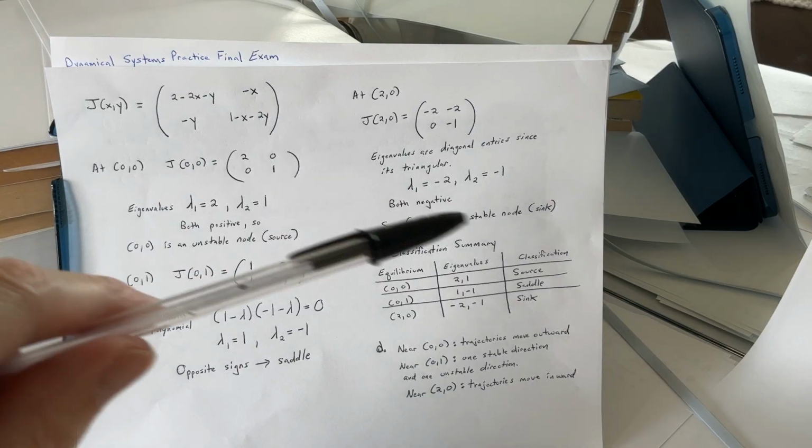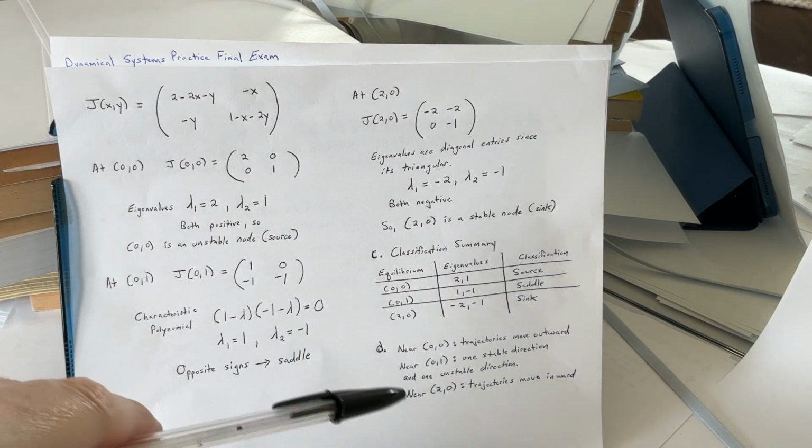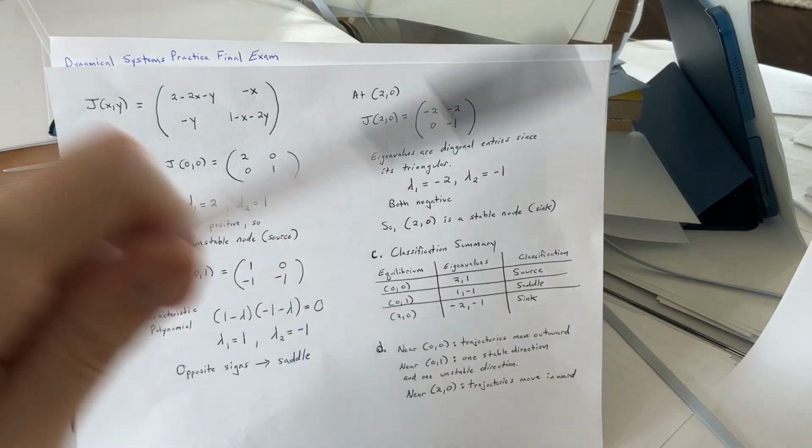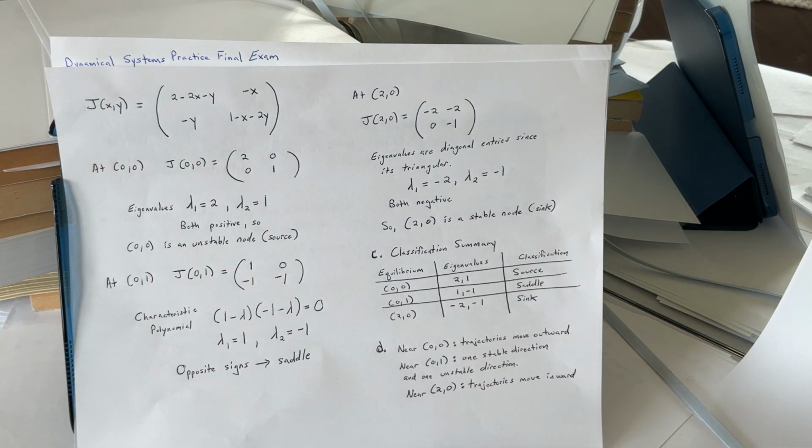And then we have the situation with a sink at (2, 0). So near the sink at (2, 0), where are the trajectories moving? Not outward, they're moving inward. Trajectories move inward near (2, 0), and that takes care of describing that for letter D. So that is number 1. I'm going to go through this rather quickly because you could do these problems as you go along and check your work. Also, the steps are there.